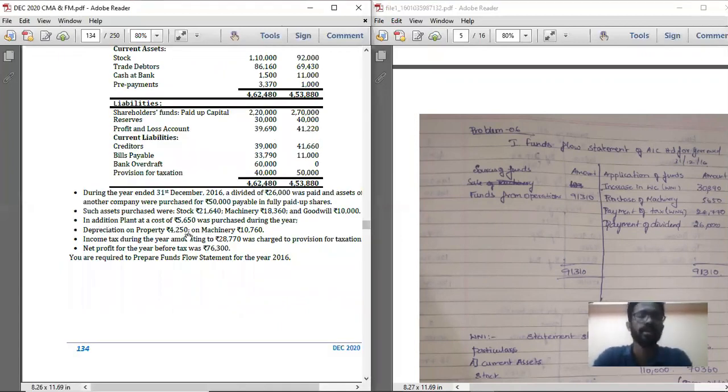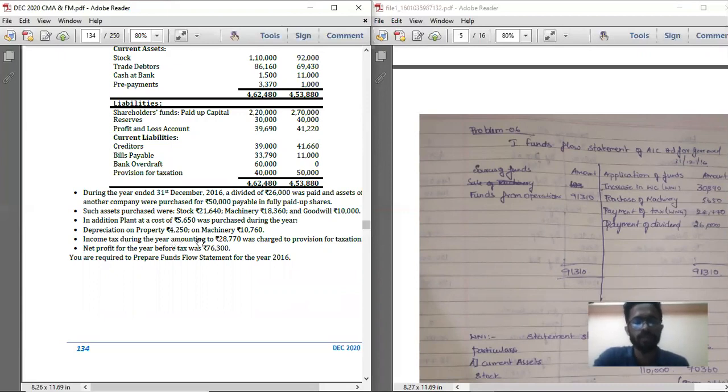I have explained you already here. Plant cost 5,650. So when you are purchasing plant, what is the entry? Application of funds, purchase of machinery, purchase of plant. In addition, plant cost 5,650 were purchased during the year. So purchase of machinery 5,650, application of funds. And in the plant and machinery account, you should calculate to bank account. On the debit side, to bank account 5,650.